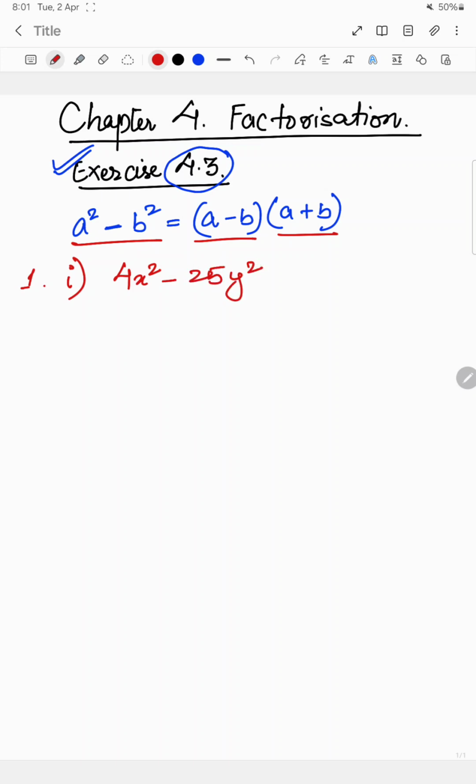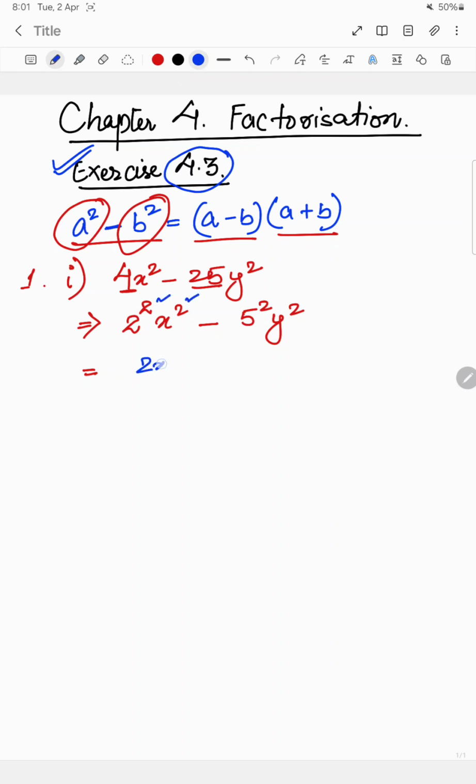Now in this exercise you have to always convert the given question into the form of a square minus b square. So this question we can do like this: 2 square is 4, so 4 can be written as 2 square x square, minus 25 can be written as square of 5, so 5 square y square. Now you see the square is common, so I can write (2x) whole square minus similarly (5y) whole square.